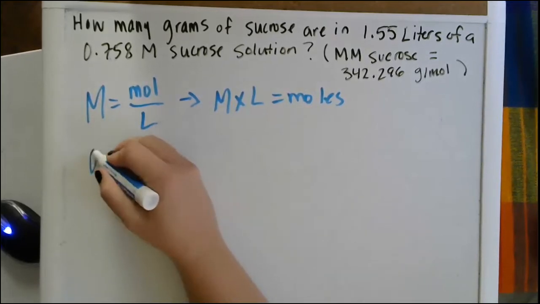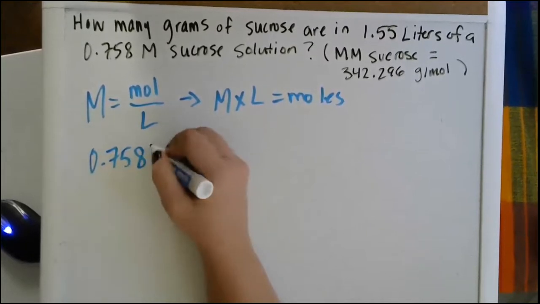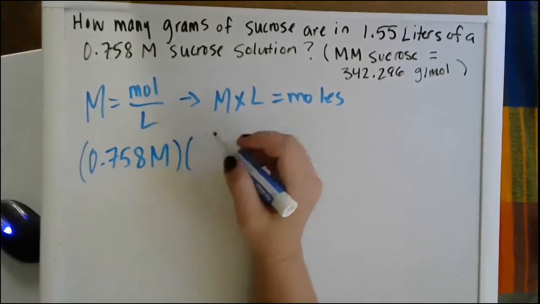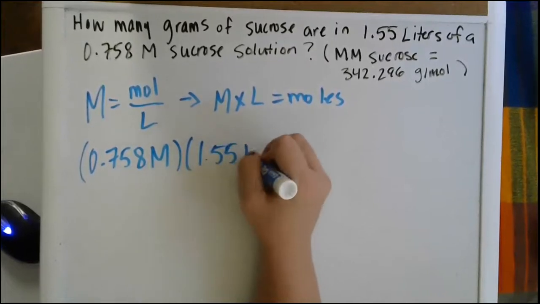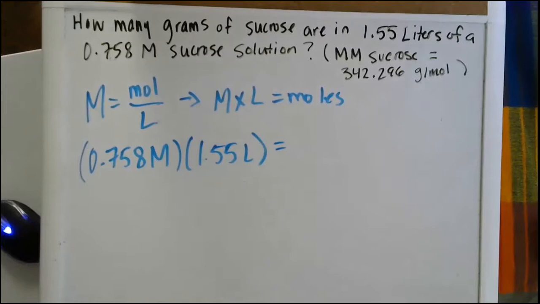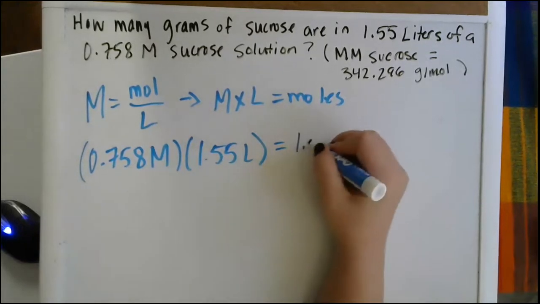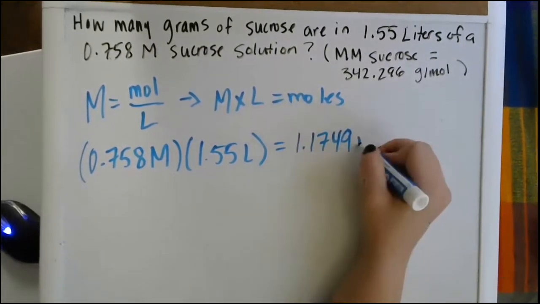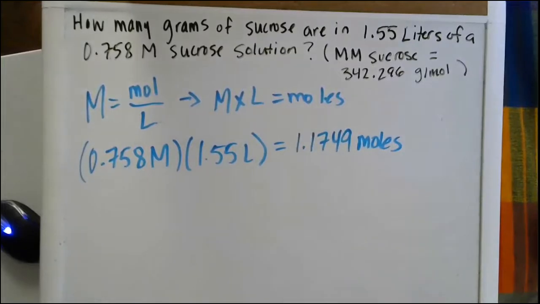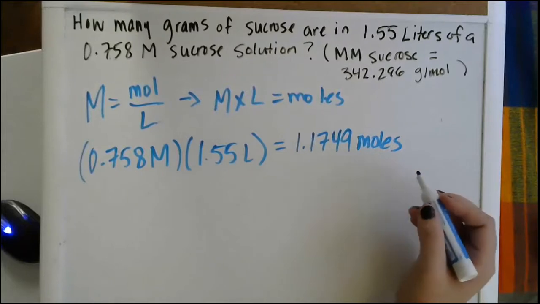Then we can plug in the values that we know. So we have a 0.758 molar solution. We'll multiply that by our volume, and that is going to give us our mole value of sucrose. So 0.758 times 1.55 equals 1.1749 moles.